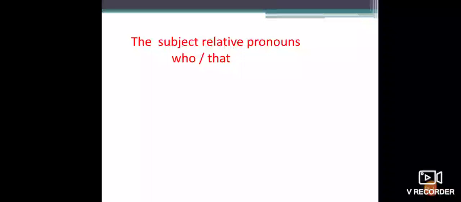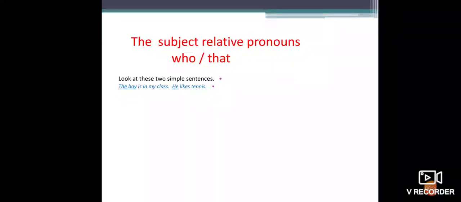We will discuss them in detail. First, we will discuss the subject relative pronouns who or that. Look at these two simple sentences. The boy is in my class. He likes tennis. In order to form an adjective clause, you have to follow the following steps.